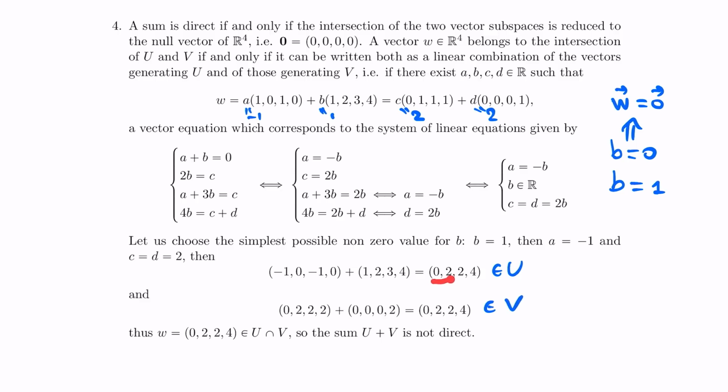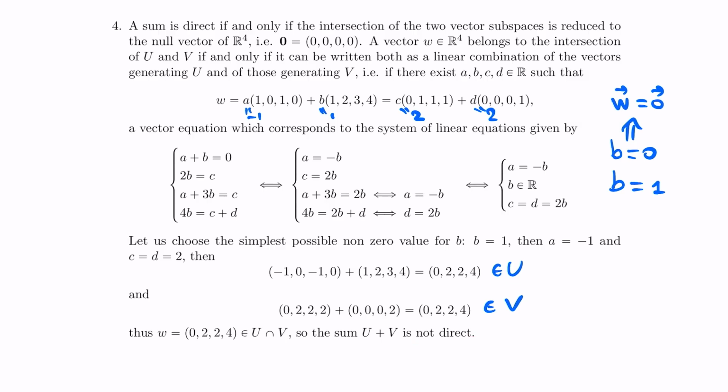Of course, the parameters were chosen in order to have the same vector, and as you can see, the components of this vector are not all 0. Hence, this vector is not the null vector, and it belongs to both U and V. That is, this vector, which is not null, belongs to the intersection of U and V. And for the reason that we have discussed before, the sum of U and V is not direct.